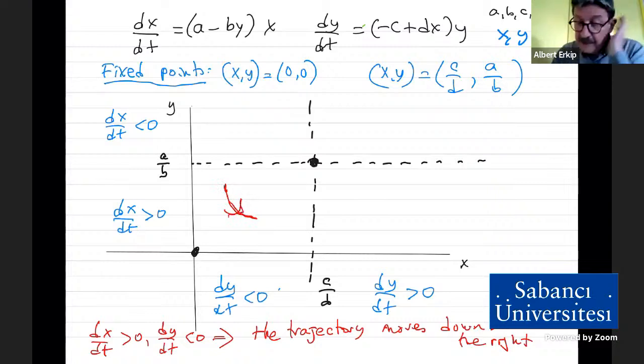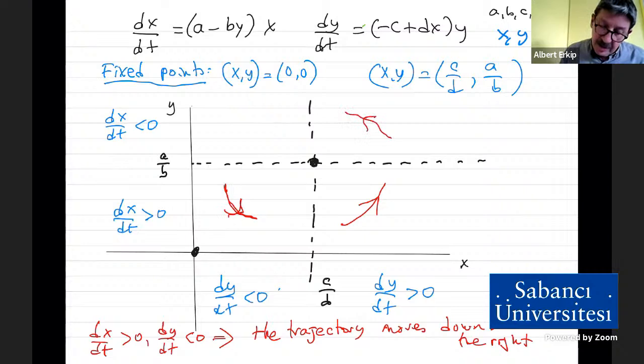If I apply the same logic to the other places, here dy/dt is positive, dx/dt is positive. So both x and y are increasing, so the trajectory is like that. Here, dx/dt is negative, so x is decreasing. The trajectory is moving to the left, but dy/dt is positive, so it's something like this. Now, if you look around 0, what happens here? Well, the trajectories are coming like this.